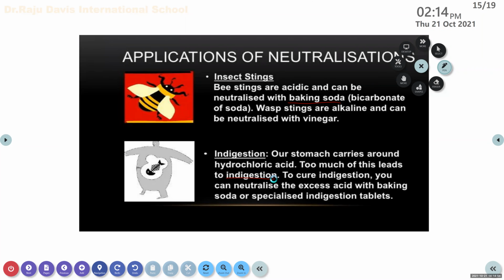Actually, this condition is normally known as acidity. Just ask your parents, they will tell you more about acidity. Sometimes they may call it gas. Whenever you feel stomach ache or pain, your parents may say it is because of indigestion, the food is not digested. It is because of acidity. An excess amount of hydrochloric acid is produced by our stomach. Actually, it is harmful rather than helpful for digestion. It causes indigestion.